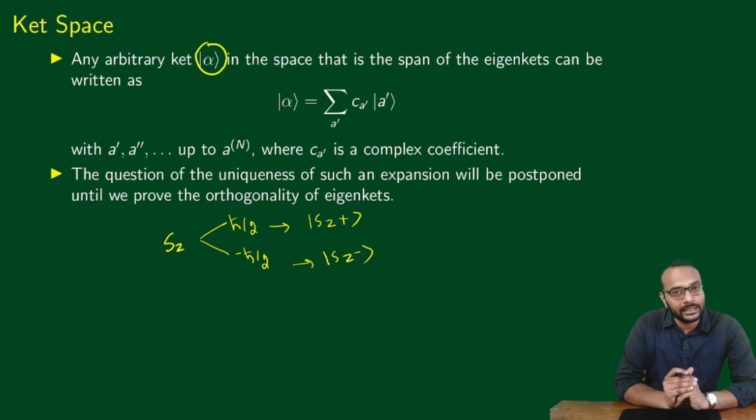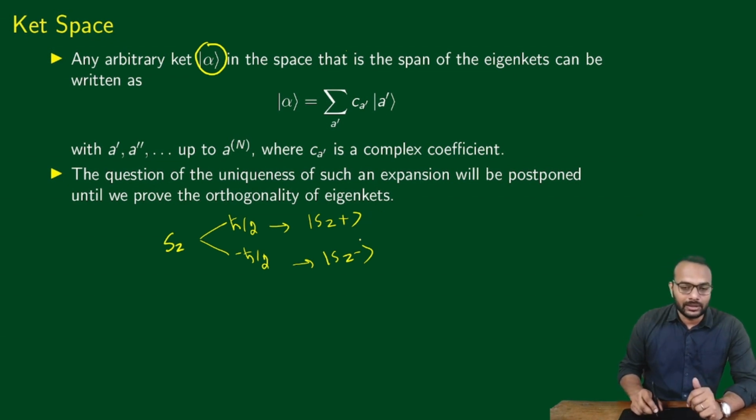They form a set of base vectors, which means that any vector in this two-dimensional space can be expanded in terms of |Sz+⟩ and |Sz−⟩. There's another thing going on here. We know that |Sz+⟩ and |Sz−⟩ are in a sense orthogonal. We'll define these things more clearly. These are orthogonal. What do we mean by that?